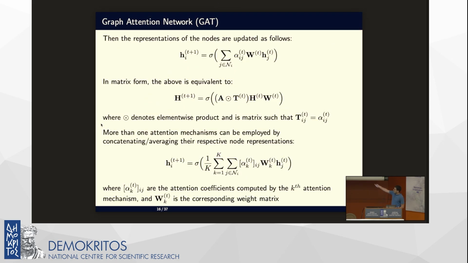And this is how the node representations are updated. This is a single layer of the model. And you see that here we have those attention coefficients. And again, this can be written in matrix form. And we can even have multiple attention layers. We don't need to have just a single one. And we can somehow combine the outputs of the different attention layers, either concatenating them or computing the average or some other kind of operation.